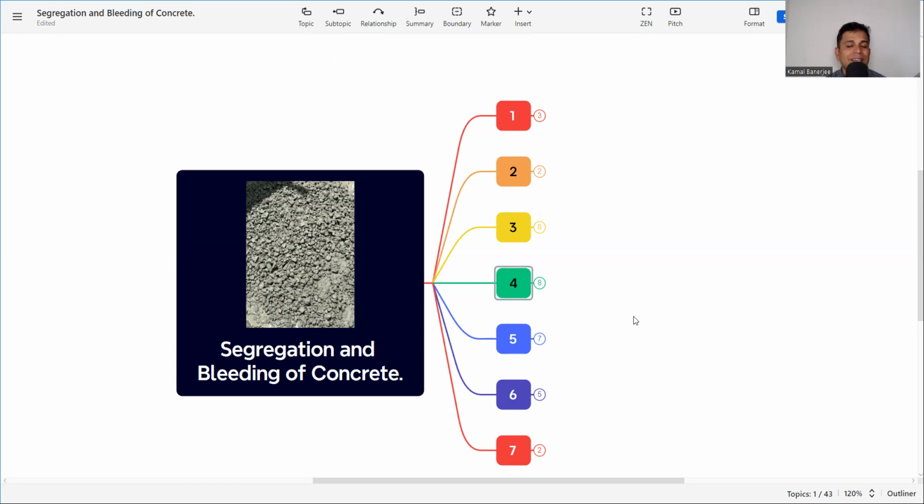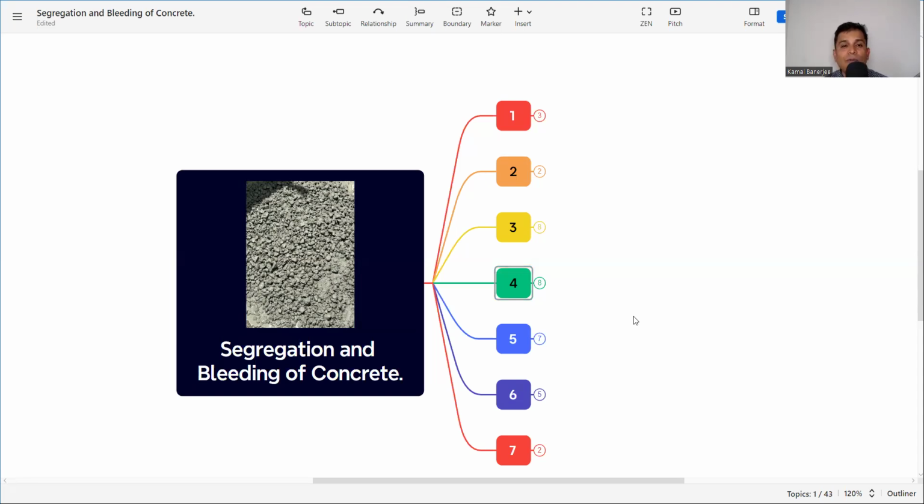So we discussed what segregation and bleeding mean: the separation of ingredients of concrete from its homogeneous paste. Sometimes the aggregate, the solid particles, can separate. Sometimes the liquid particles, that is cement slurry or the water, can separate. According to this, there are two types of separation. One is the solid particle, that is segregation, and another is the water particle, that is the bleeding of concrete.